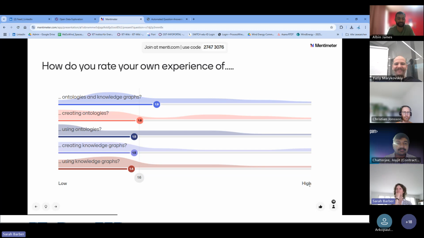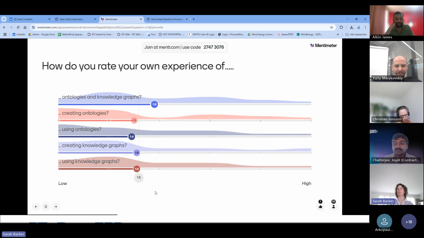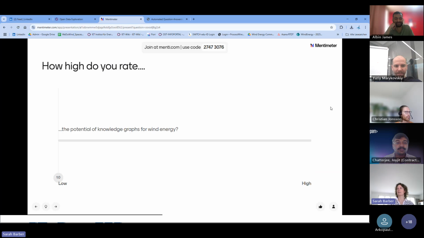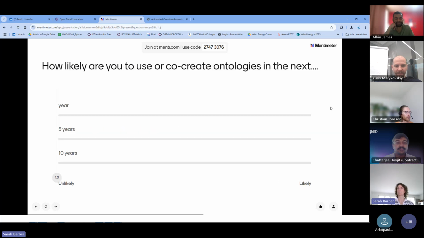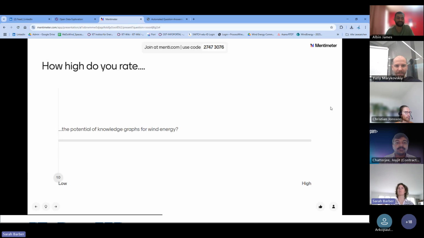We have the highest experience of knowledge graphs and ontologies, but actually creating them is lower, and then using them is even lower, and they're quite similar with knowledge graphs, so it's changing slightly. We've generally got quite a low level of everything here, which was kind of to be expected. Okay, and then an important question. I think there are 2 more questions, this one and another.